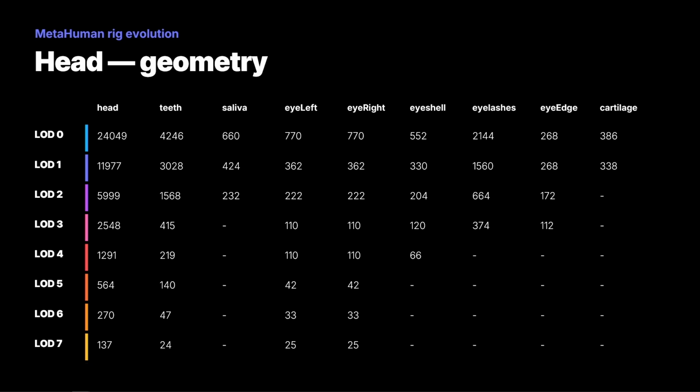However, when we move to LOD 1, you can see that geometry is reduced by half for the head mesh. Moving down to LOD 7, we end up with only 211 vertices in total, if my math is correct.